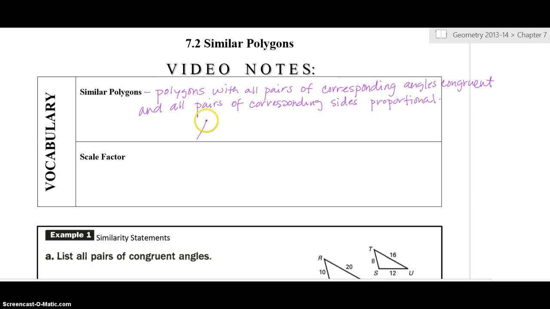let's go ahead and just sketch two triangles. They do not have to be the same size. We just have to have all of the corresponding angles congruent. So we'd have those angles congruent, those angles congruent, and these angles congruent. So we have three pairs of corresponding angles congruent.